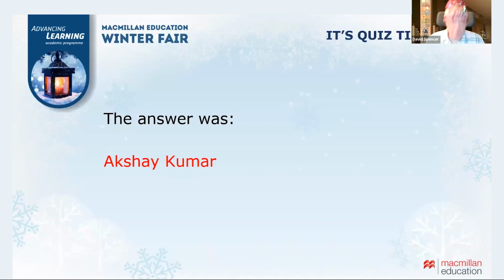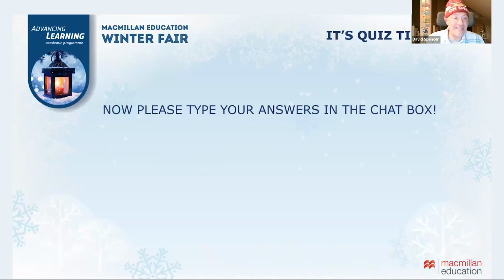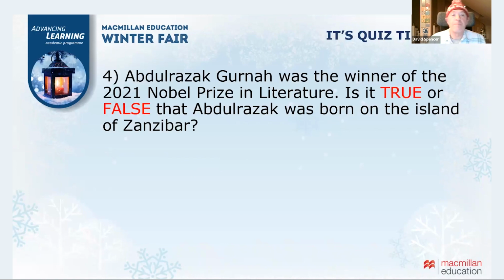Okay, I've got 3 more questions for you, and these answers are not polls. I would like you to answer in the chat box as quickly as you can. So write your answer in the chat box. Abdul Razak Gurnah was the winner of the 2021 Nobel Prize in Literature. Is it true or false that he was born on the island of Zanzibar?